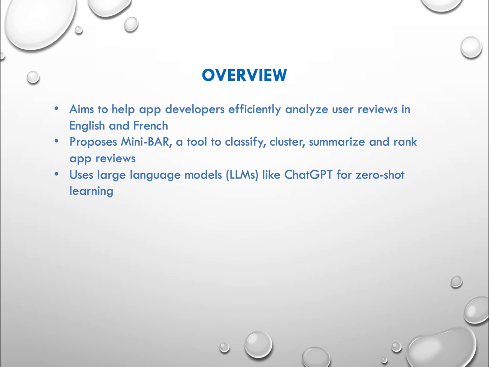This research aims to help app developers efficiently analyze user reviews in both English and French in order to improve their products. Reviews contain valuable feedback, but it is often burdensome and hard to review them manually. The authors propose an automated tool called Minibar that can classify, cluster, summarize, and rank app reviews without needing any manual labeling of data. This is achieved through a novel approach leveraging large language models such as ChatGPT in a zero shot manner, thus eliminating the dependency on labeled data.